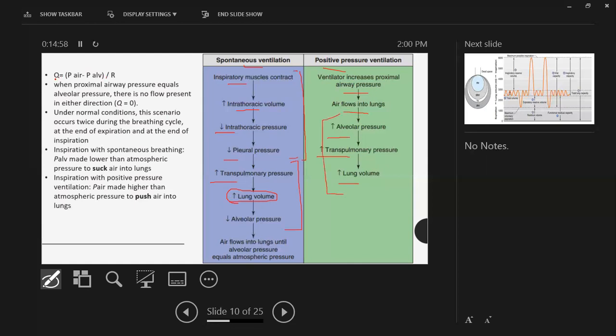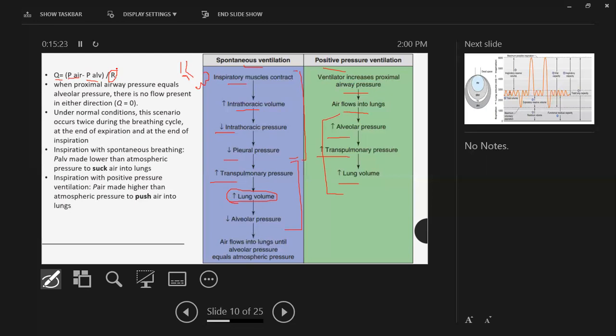So Q is the airflow. This airflow is dependent upon change in the pressure from airway to alveoli, correct? Only if airway pressure is more and alveolar pressure is less, it will move from the airway into the alveoli, correct? But there is one more factor that we need to consider, that is resistance. We will talk more about this in the next few slides.